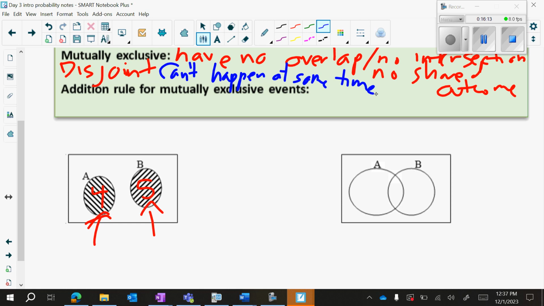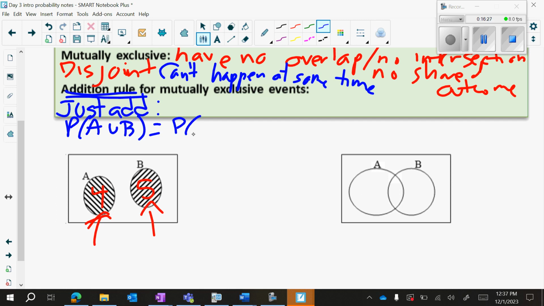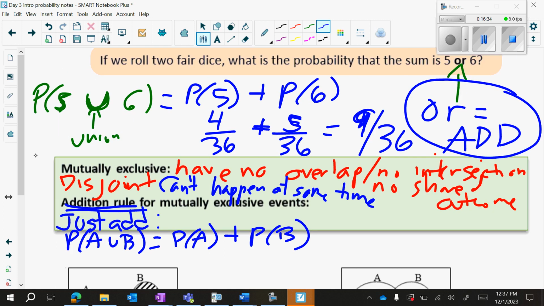So if they can't happen at the same time, then the addition rule is you're allowed to just add them together. So you are allowed to add the probability of A to the probability of B. The probability of A or B is equal to the probability of A plus the probability of B, and you're done. So in the case of rolling a 5 and rolling a 6, like I said above, if you roll a 5, you didn't roll a 6. If you roll a 6, you didn't roll a 5. So you're allowed to just straight add them together, and you're done. Yay. Okay.